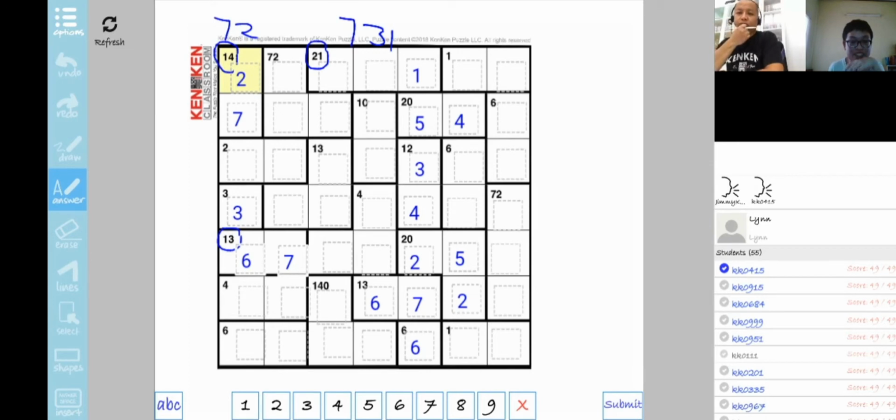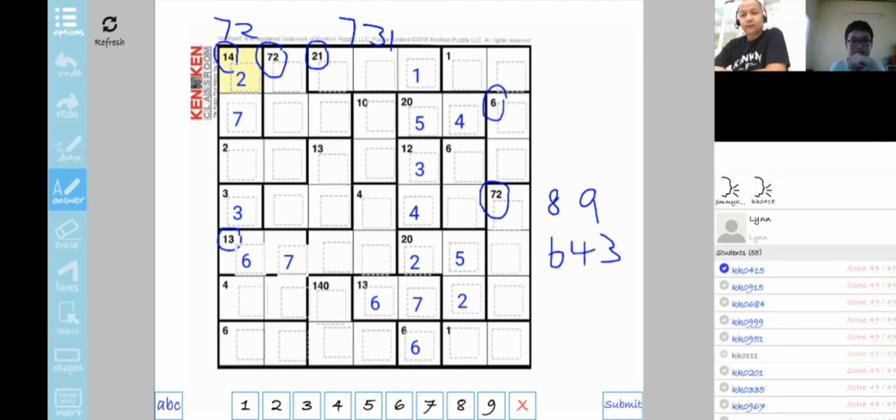And then for this 72, it can only be multiplication, and it is 8 times 9, but since there is no 8 and 9, so we have to split it out. So it's 6, 4, 3. And then it's the same for this multiply 72. So we know that here is 6, 4, 3, so the 6 here will be subtraction, so it's 7 and 1. So you can fill in 1, 7.